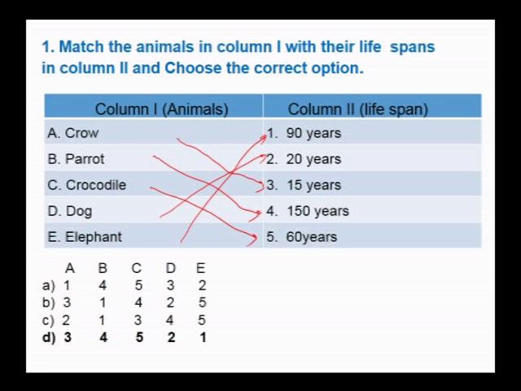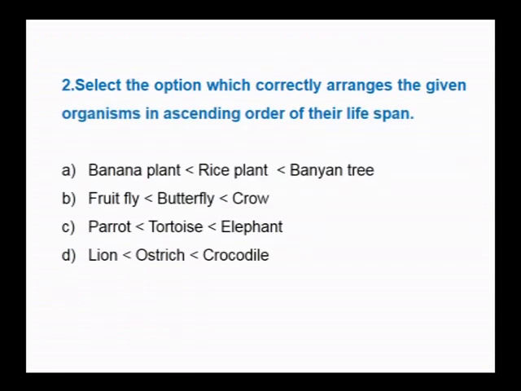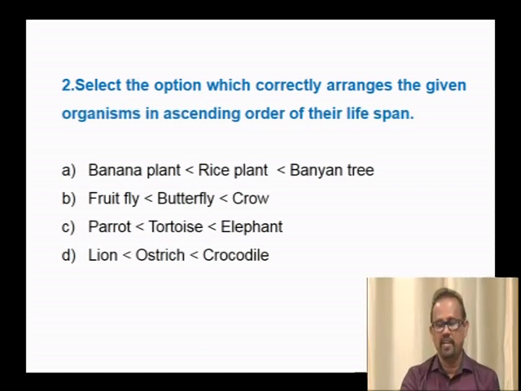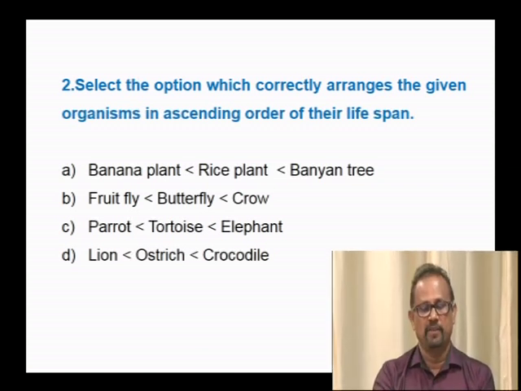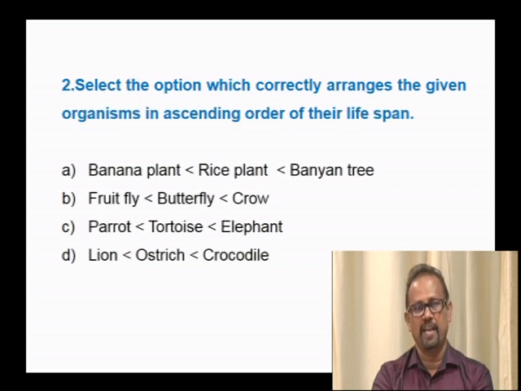This question can also be asked in the other way. So let us look into the second question. Select the option which correctly arranges the given organisms in ascending order of their lifespan. Here I have given different plants as well as insects and animals, and all these are there in your NCERT book, so you need to know the lifespan of these organisms, then this question can be easily answered.